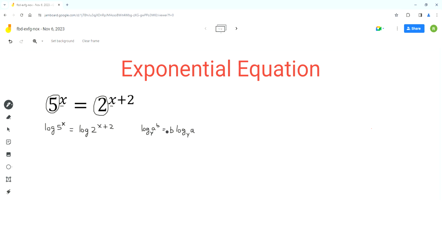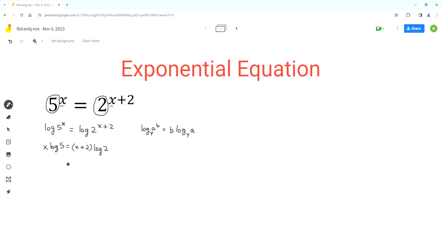Now if we apply this power law of log in our equation, we get x log 5. The exponent x comes down, and then on the other side the exponent is x plus 2, and since there are two terms, we write it in parentheses. So x plus 2 in parentheses times log 2. And sorry, on the other side it is log 5. We have brought down the variable x from the exponent to the coefficient level.